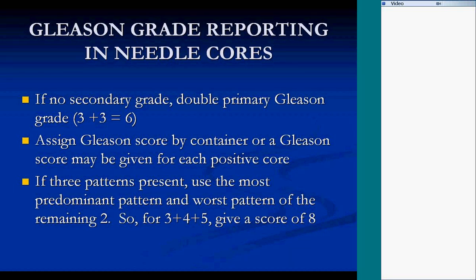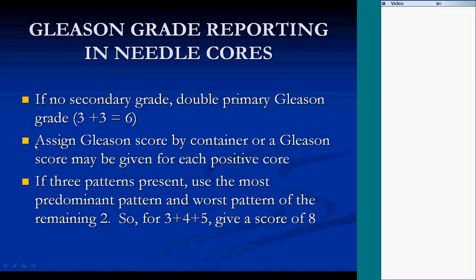So some other key elements of Gleason grade reporting in needle cores. If there's just one grade, all one does is double that grade to provide the Gleason score. And it's very common that we see only a Gleason pattern of 3, and so one should definitely double that and provide a formal score of 6. Because it is very often the score that will be plugged into nomograms and tables, for example, the Partin tables.